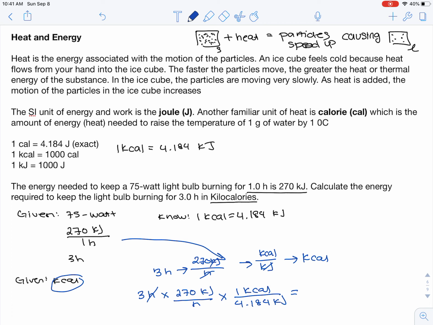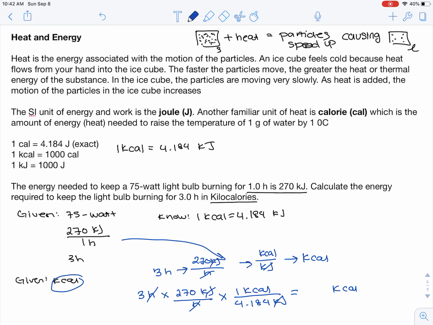And then you double check: hours cancel, kilojoules cancel. You'll be left with kilocalories. You didn't use the 75 watt, but if you reread the question, it makes sense why you would not. The energy needed to keep a 75-watt light bulb burning for an hour is 270 kilojoules. So to keep this particular light bulb burning for an hour, it takes 270 kilojoules of energy. Calculate the energy required to keep that light bulb burning for 3 more hours in kilocalories. So you're talking about this light bulb. You're not changing anything about this light bulb.